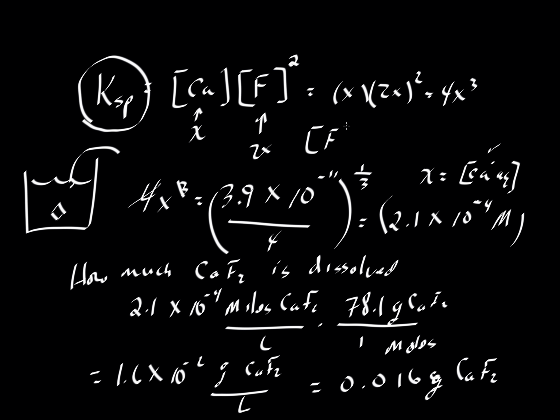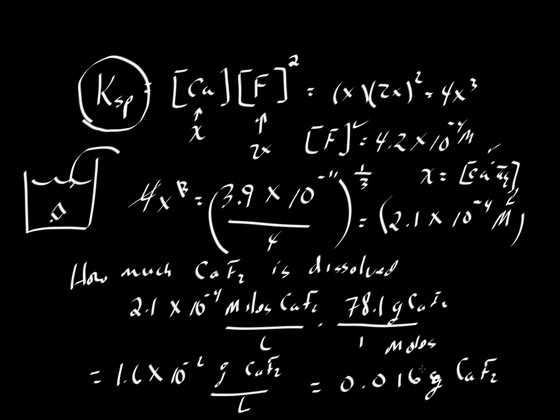And you could find out the concentration of fluorine using that same number. Remember, the concentration of fluorine is equal to 2 times x. So if the calcium concentration is 2.1 times 10 to the minus 4, then the fluorine concentration would be 4.2 times 10 to the minus 4 molar. So we know the concentrations of these, but we only know the concentration of fluorine and calcium because not all of the fluorite has been dissolved in the water. We have to have some left over.